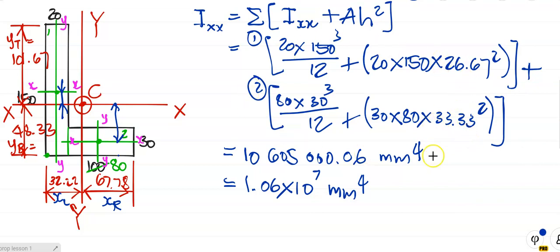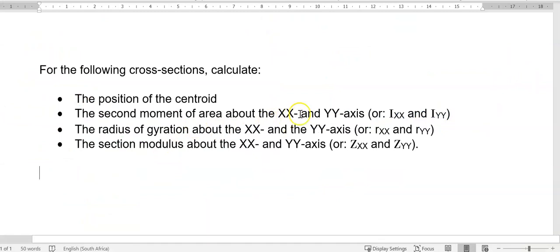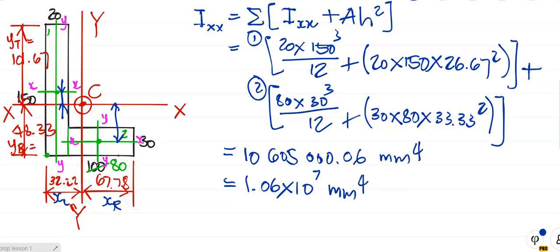You can see there is quite a lot, and we are only halfway by the second bullet point. We still need to work out the second moment of area about the y axis, or IYY, which is what we're going to do right now. Right, so let's work out IYY.